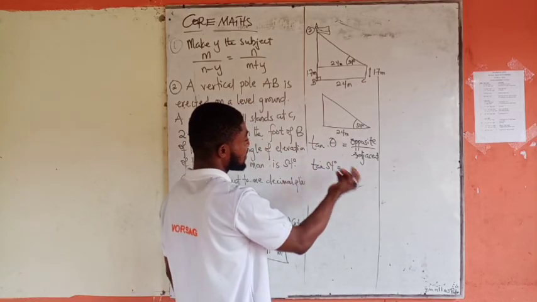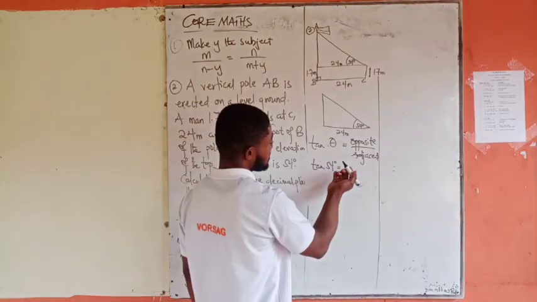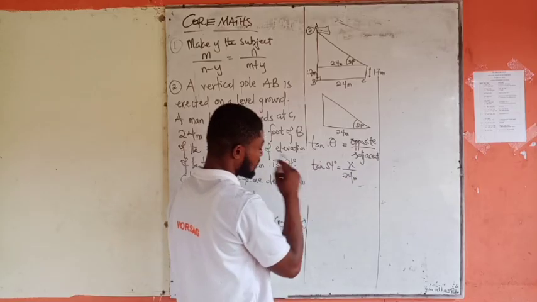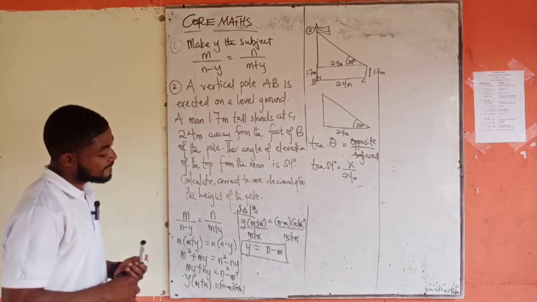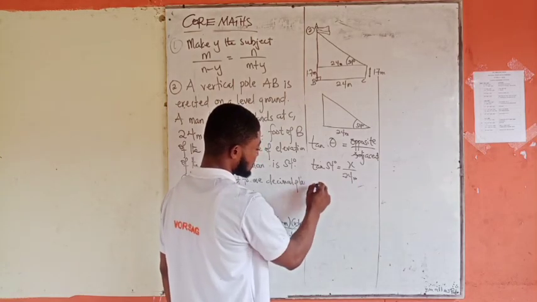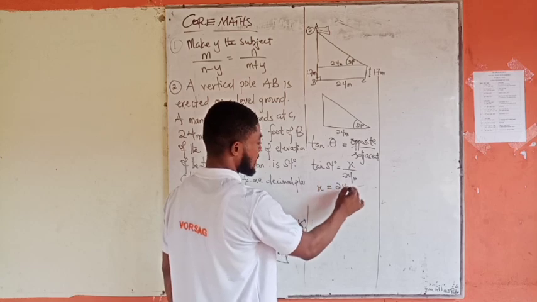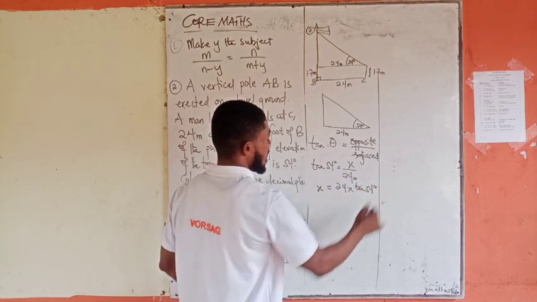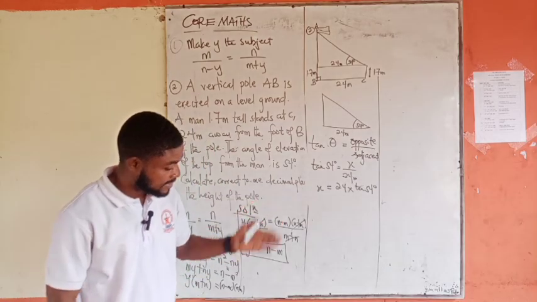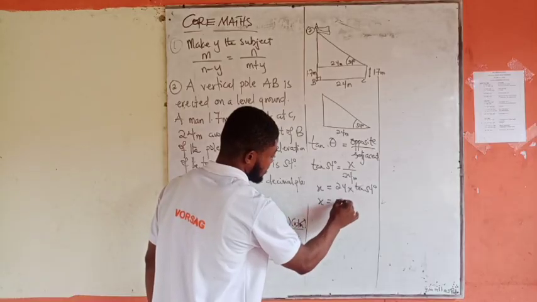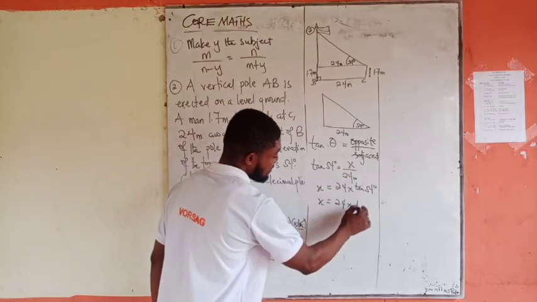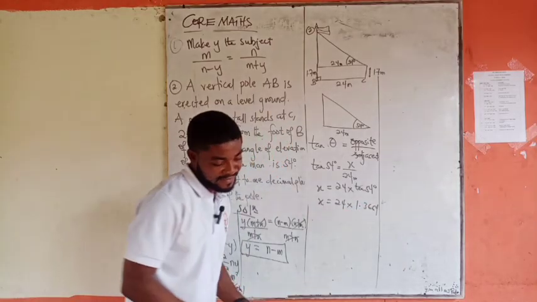So what's the opposite? We don't know. We can put a variable over there, say x over the adjacent 24. Now we can cross multiply. x is equal to 24 times tan 54 degrees. Now when you calculate tan 54 on the calculator, you're going to get 1.3654, if I'm not mistaken.